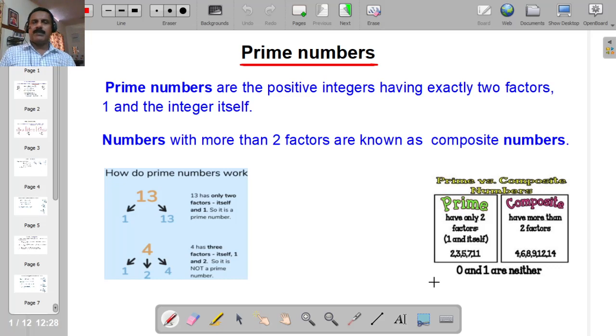So what is a prime number? A prime number is a number that has exactly two factors. One is the number itself and the next is 1. That is, prime numbers are positive integers having exactly two factors, 1 and the number itself.